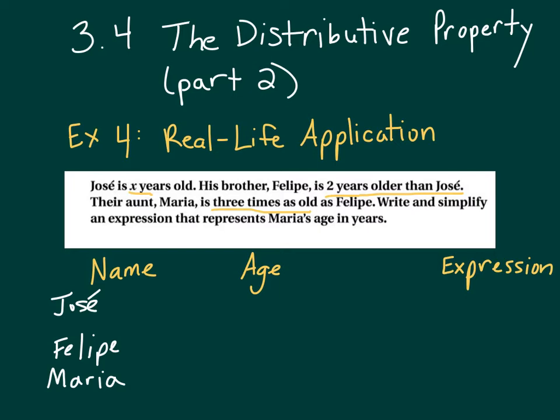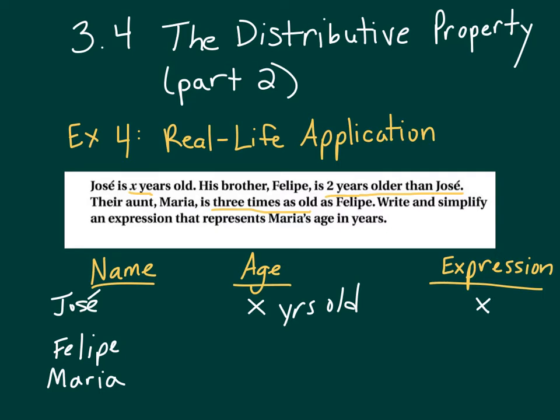So we can do it in a table or chart form if we think about who, and how old it says they are in the problem, and then think about how we could represent that as an expression. In the problem, it says that Jose is x years old. So we're going to use x to represent Jose's age, and we'll just make the expression the x without all of the labels.